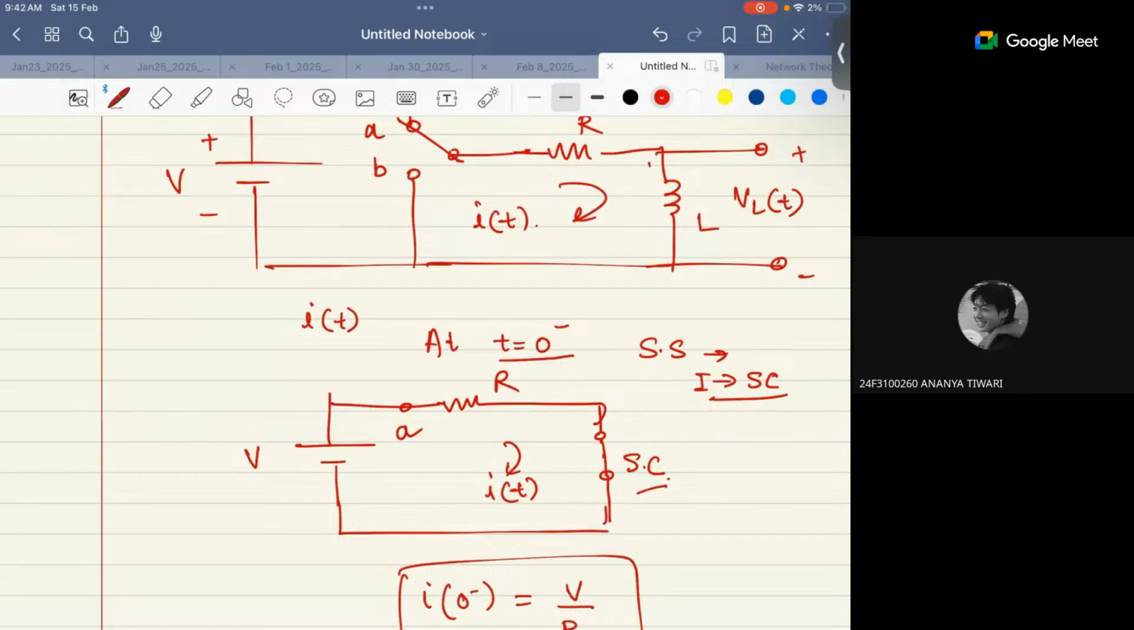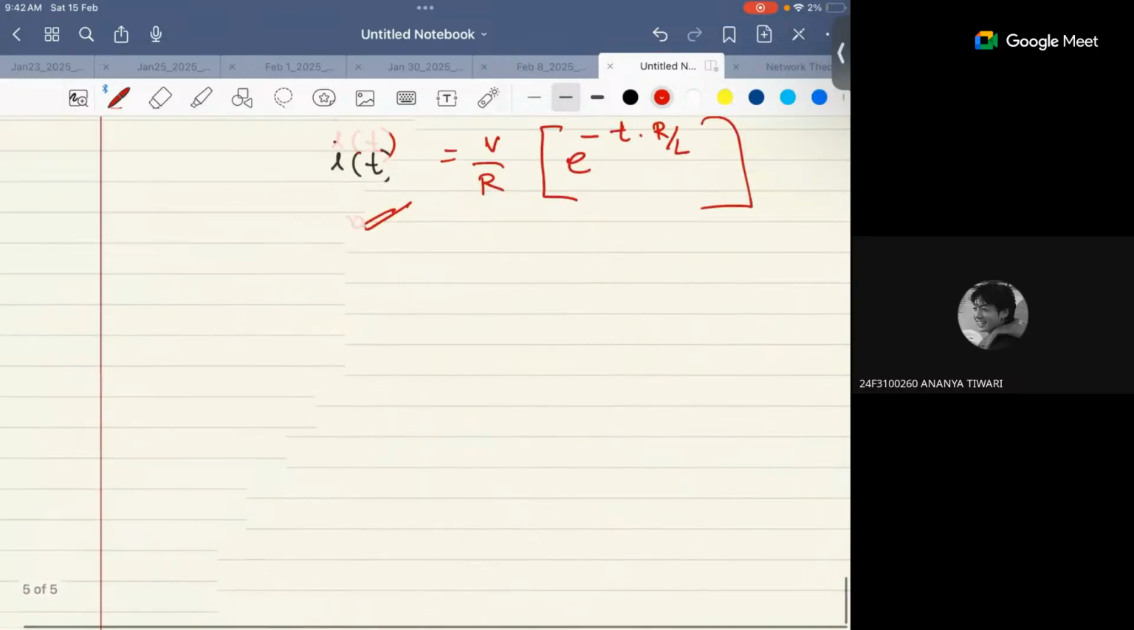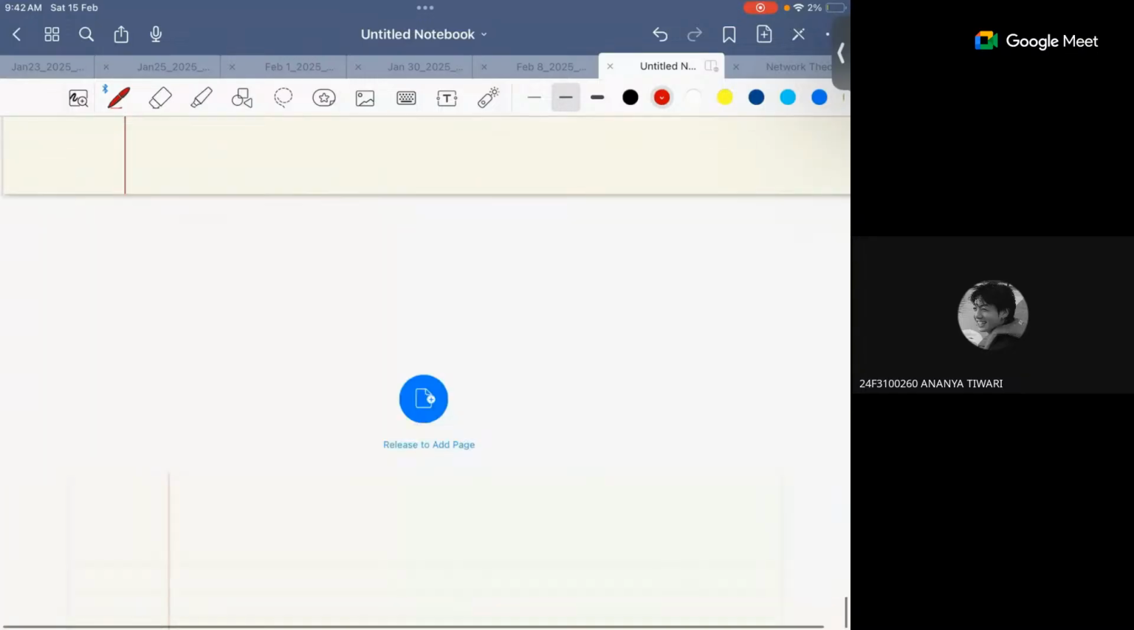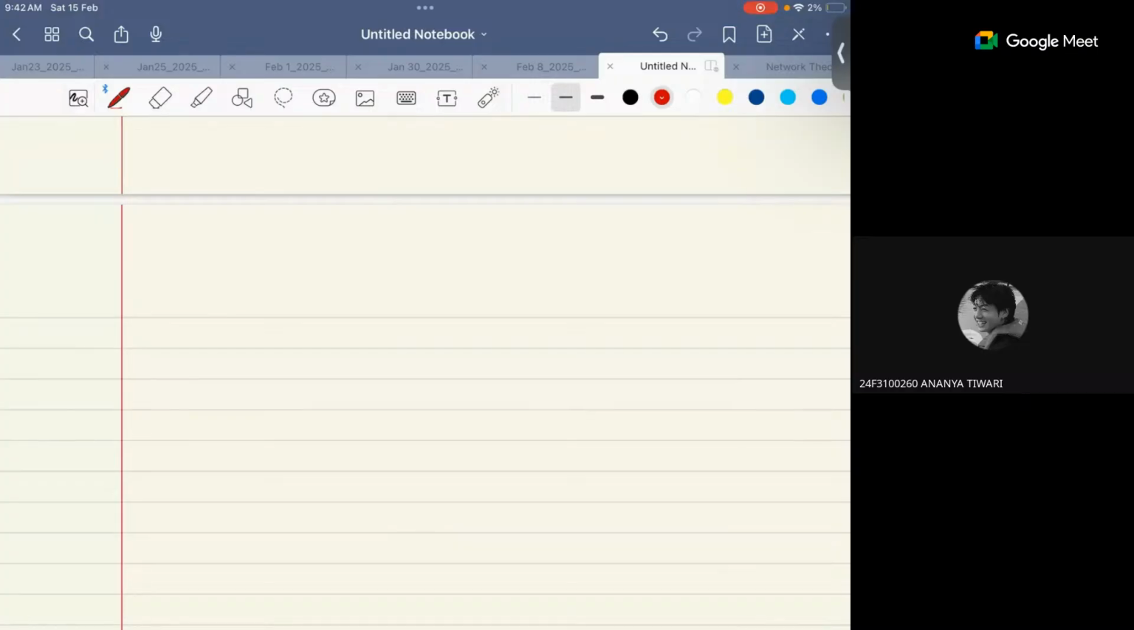Okay. Yes, sir. So can you solve one question of a capacitor? Yeah, let's solve one question of a capacitor also. Okay. So for the capacitor, let's for example say there is a case that has been given to you. There was a capacitor.